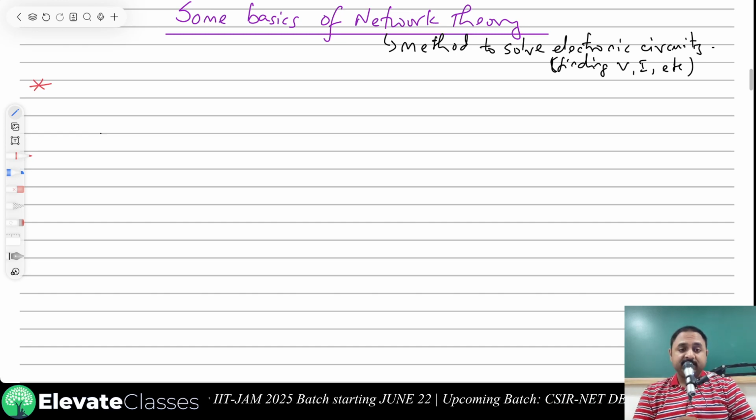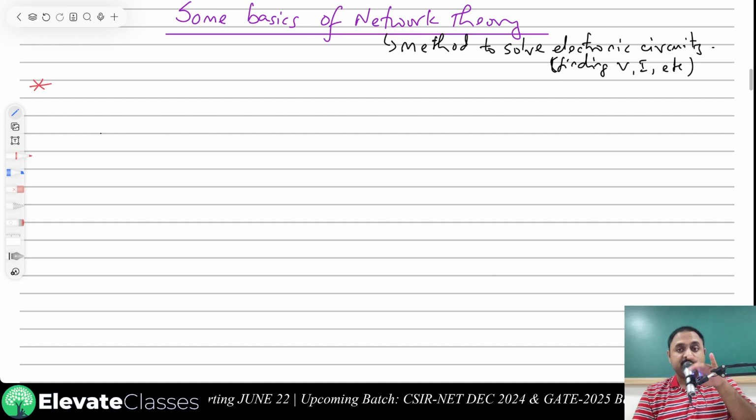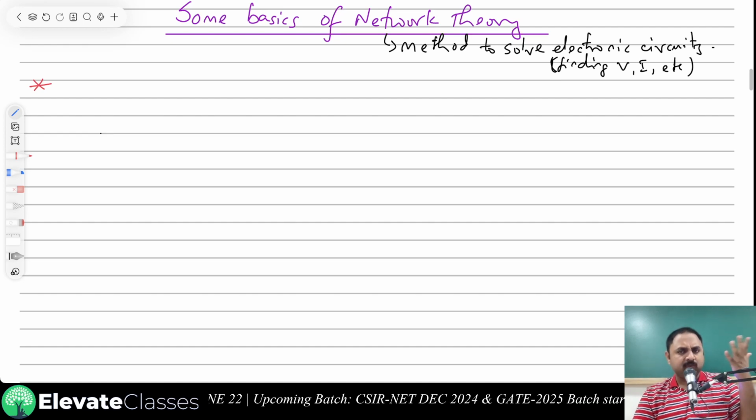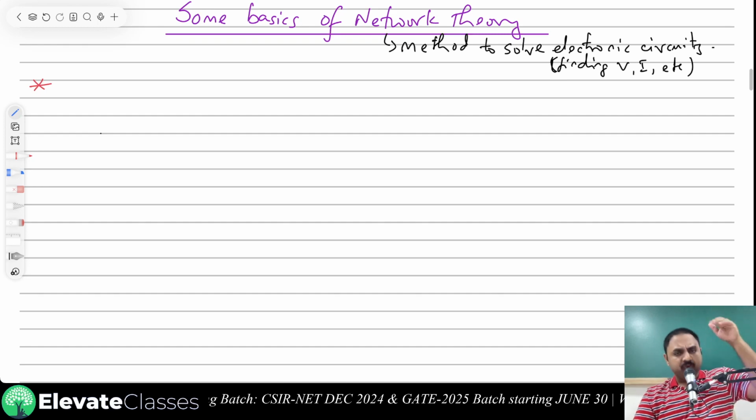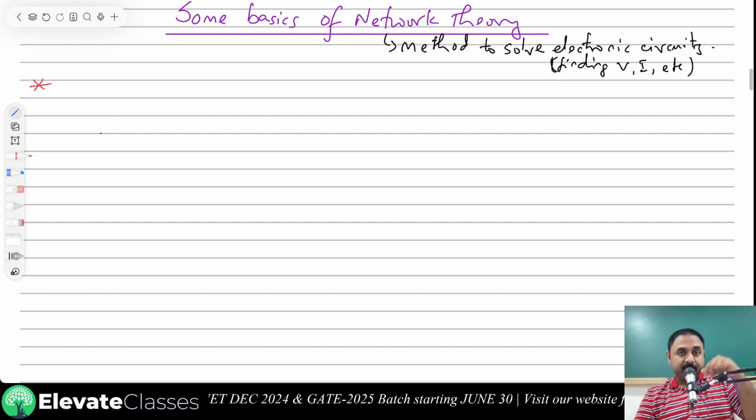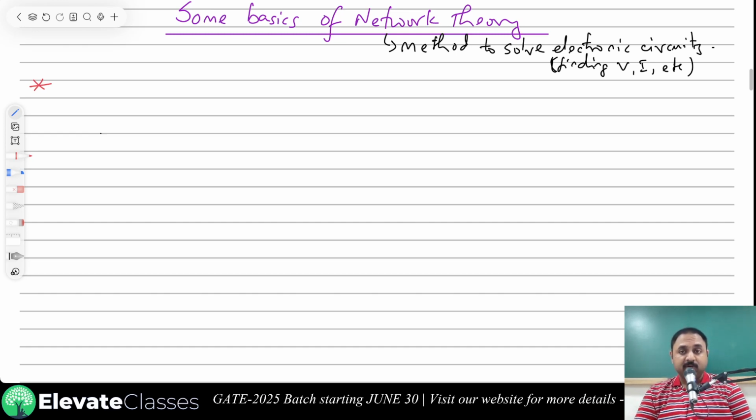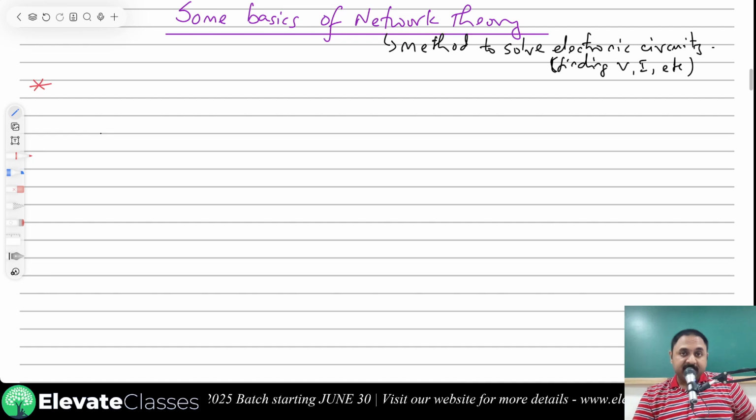Now, what is network theory? Network theory is a method to solve electronic circuits. That means finding out voltage, finding out current in a particular circuit, in a particular element, through a resistor, through a capacitor, through an inductor, through a diode, one end of the transistor, something like that. Whether you want to find out voltage or current, what you need is network theory.